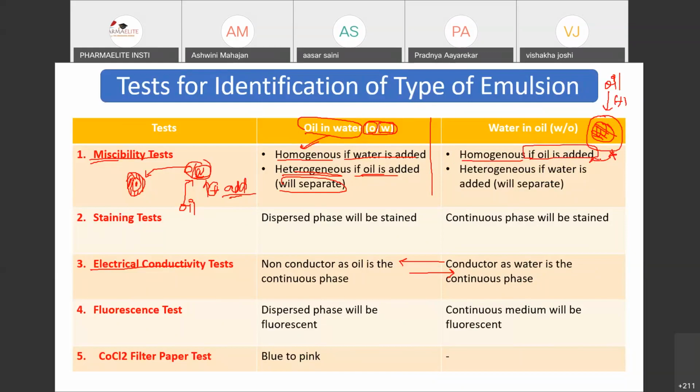On the other hand, if water is added, it will be a heterogeneous phase. Easy enough? Good to go ahead.